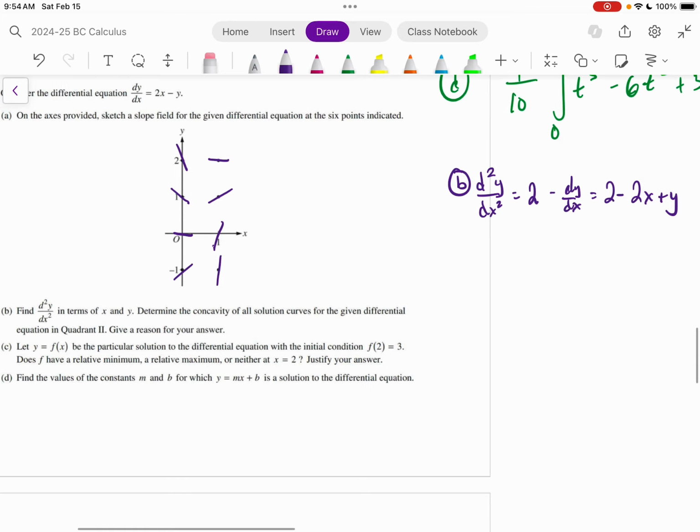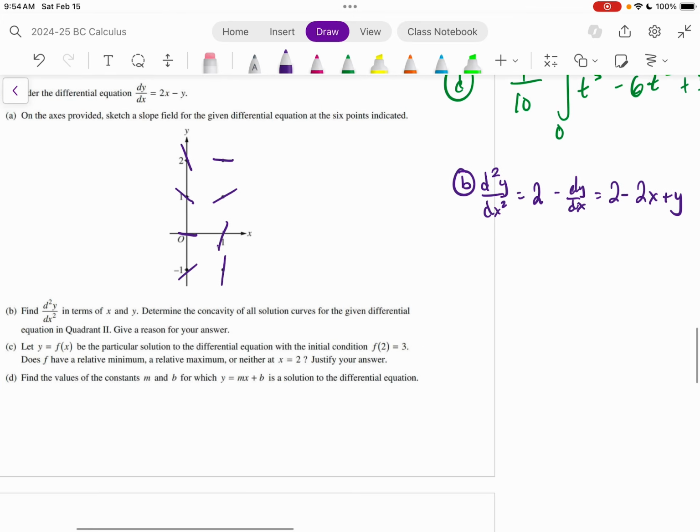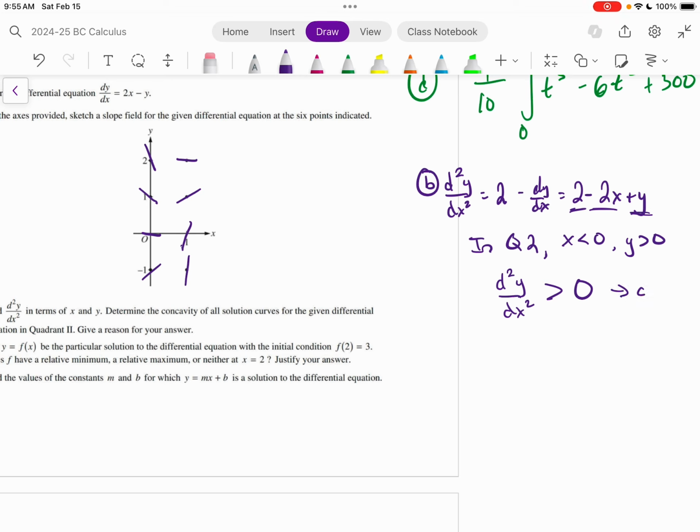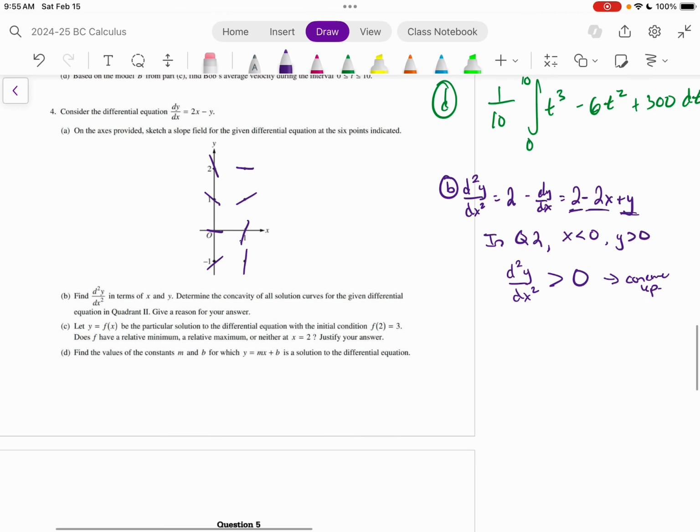Okay, and so in quadrant 2, determine the concavity. Okay, so in Q2, x is negative, y is positive. Well, if x is negative and y is positive, this thing's going to be positive, this thing's going to be positive, this thing's already positive. This has to be greater than 0. Concave up. I might write more on the actual AP, but you guys sort of get my thought process right now. All right.